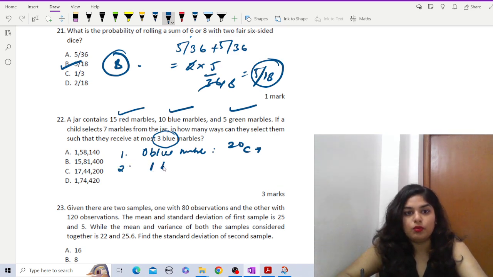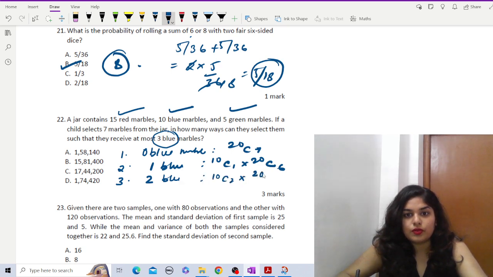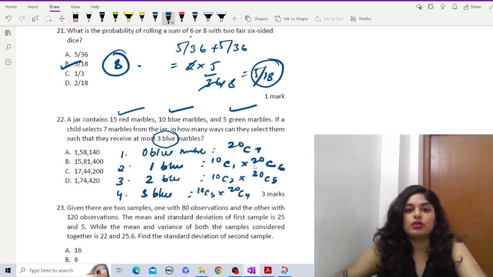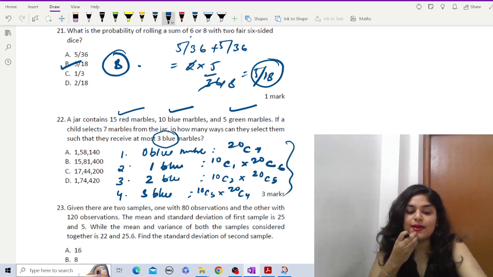Second is 1 blue marble. Then we have 10 C1 into 20 C6: 1 blue marble out of 10, and the remaining 6 from the overall. 2 blue marbles means 10 C2 into 20 C5, and at most is 3, so this is the last one possible: 10 C3 into 20 C4. Now the total number of ways is the sum of these.